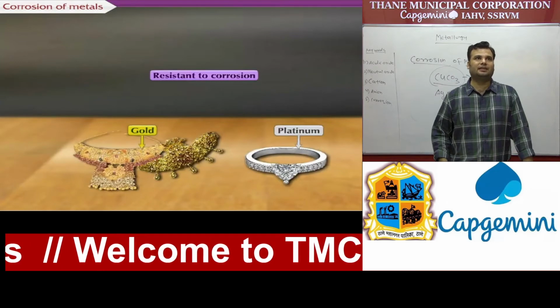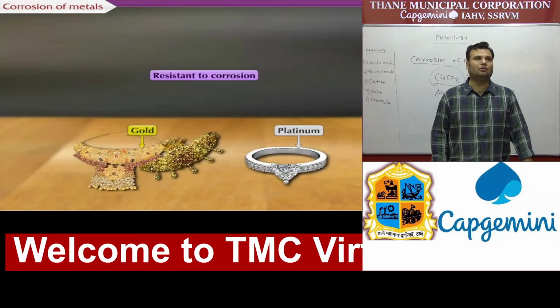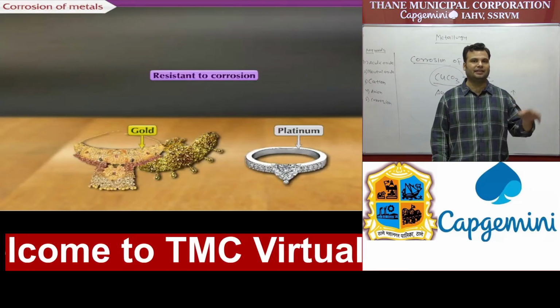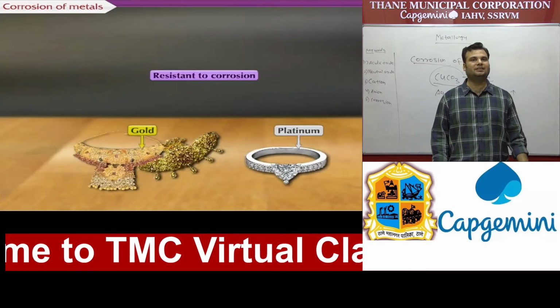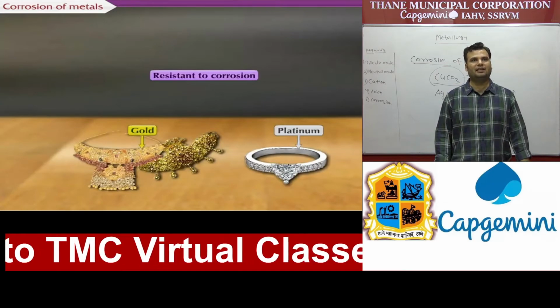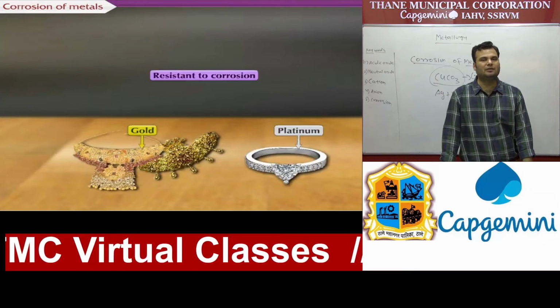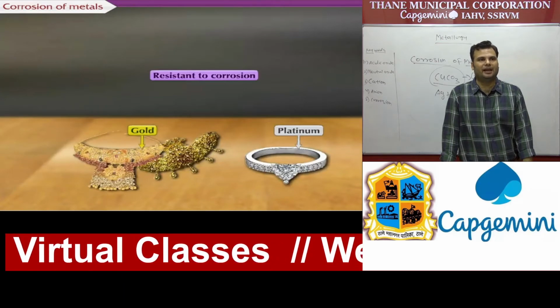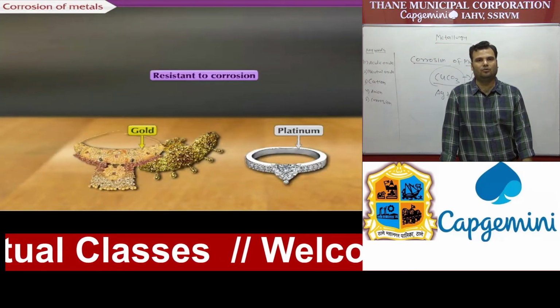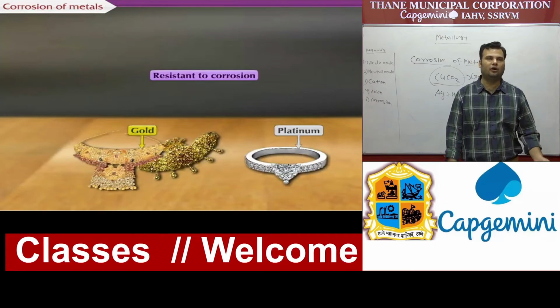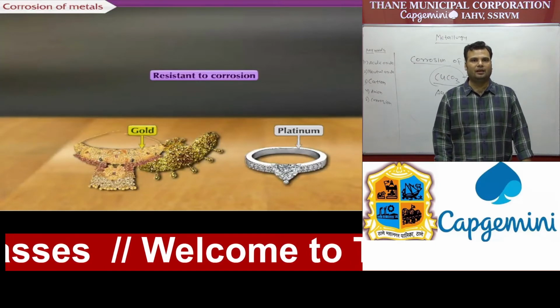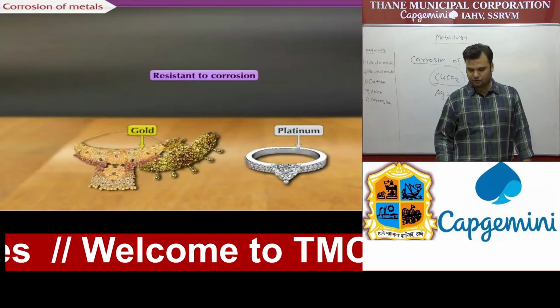But there is an exception you have to remember: gold and platinum, students, are at the bottom of the reactivity series, which means they are very less reactive. Since they are very less reactive, there is no action of any acid, water or gases on gold and platinum. That's why they are resistant and there is no effect.